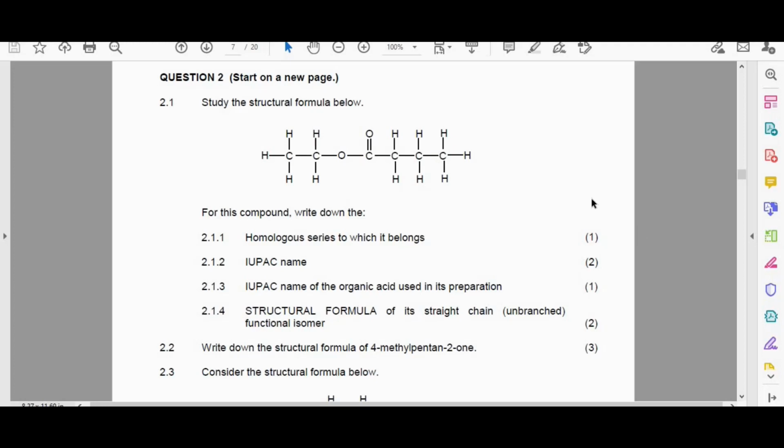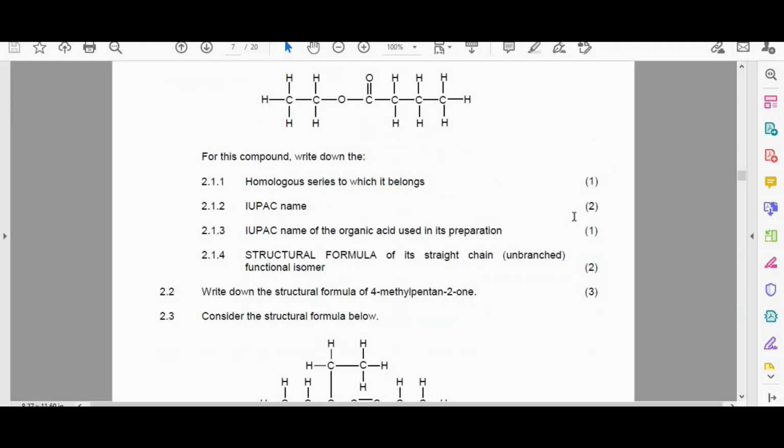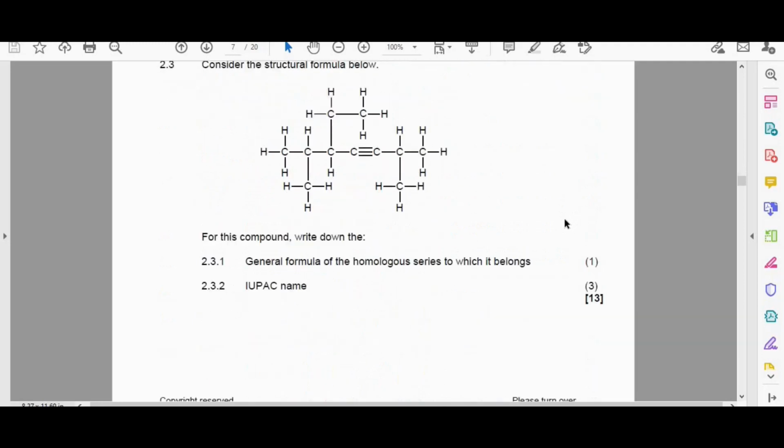Because if you don't study, you'll not know that this structural formula represents which series. I'll tell you off the top of my head. That's an ester. Okay, I'm looking at an ester. The only way that I would know that is if I studied and I prepared for it, if I looked for the functional group. Okay, so question 2, always organic chemistry.